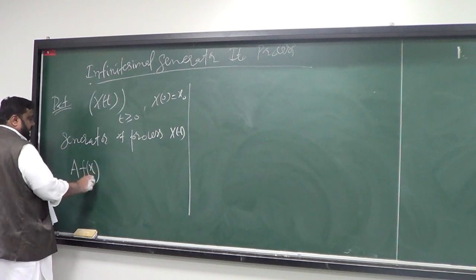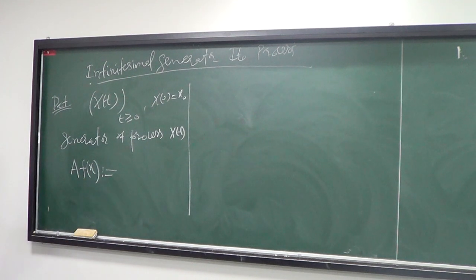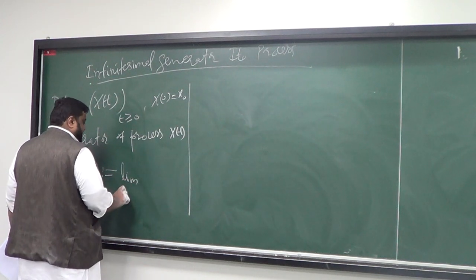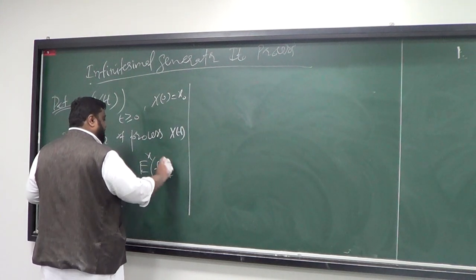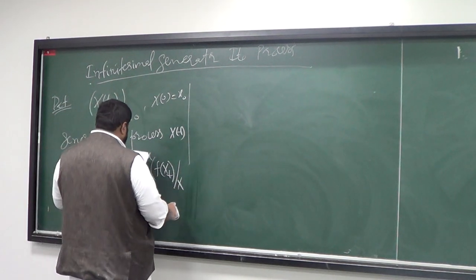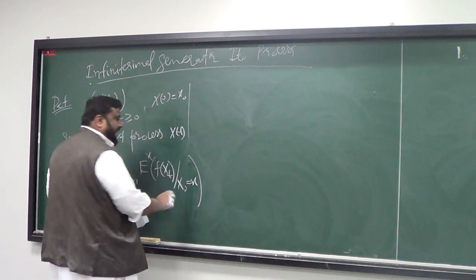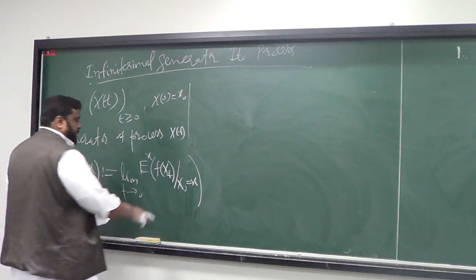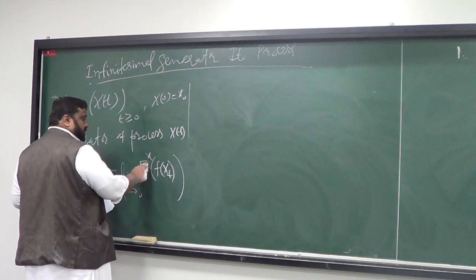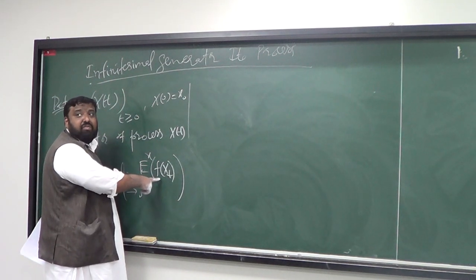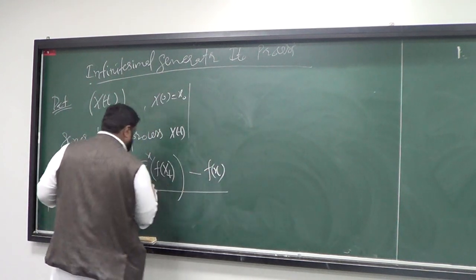And this operator, when operated onto a function f, is defined through a limit actually. So A f is equal to the limit as t goes to 0 of the expectation of f of x t given x naught equal to x, minus f of x, divided by t. It's really like the definition of the derivative actually. So this is really a conditional expectation: what is the expectation of f of x t given that x naught was x? That's what it means.